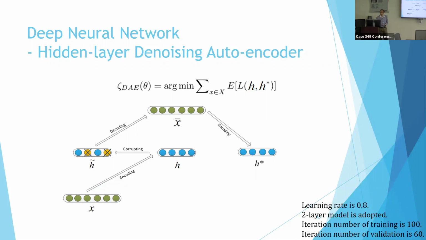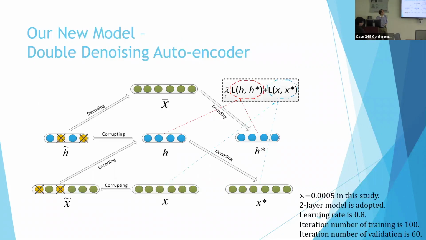Now we combine them together. It's very simple, and it's called double denoising. We combine what? Input denoising, delete randomly; hidden denoising, delete randomly. Then this formula basically considers X and X star smallest, plus H and H smallest.